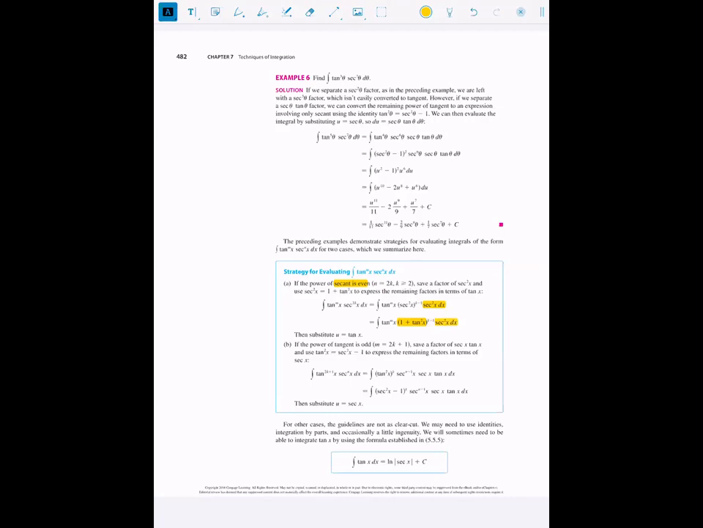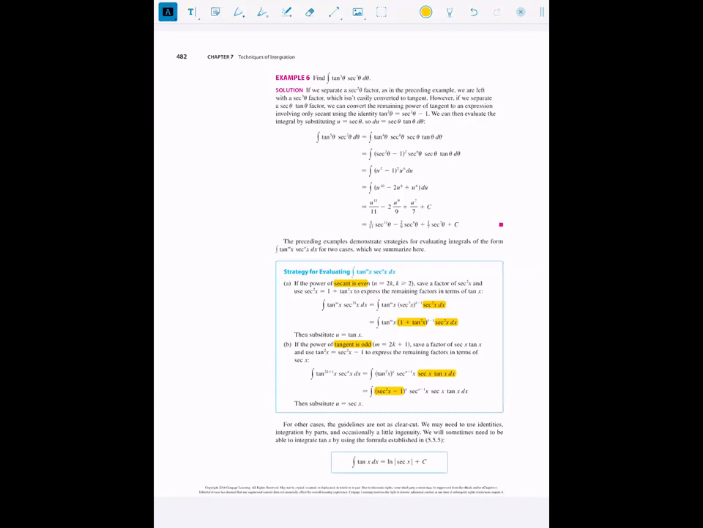And if the power of tangent is odd, you will do what we did on the last one. You will separate a secant x tan x. You'll let u equal secant x. And then you need to write tan in terms of secant using the identity tan squared x is secant squared x minus 1. So this isn't going to be a catch-all. There might be some integrals that you run into that don't fall into this pattern. You're going to have to deal with those as they arise.